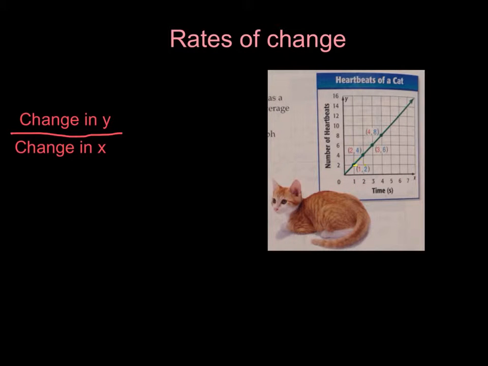So if we pick these 2 points right here and right here, we can see that the change in the y is going to go from 2 right here to 4. So that would be 2 is the change in the y. And the change in x, we started here and then we went to here. So the change in x would be from 1 to 2 would be 1. So the rate of change would be 2 heartbeats per 1 second.